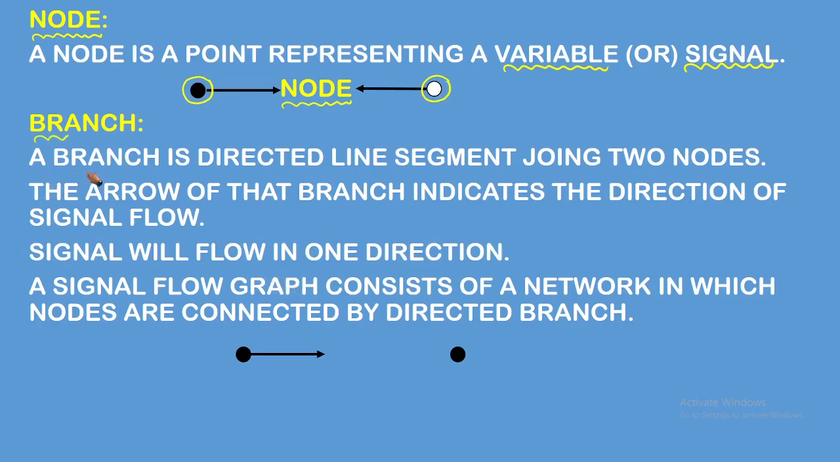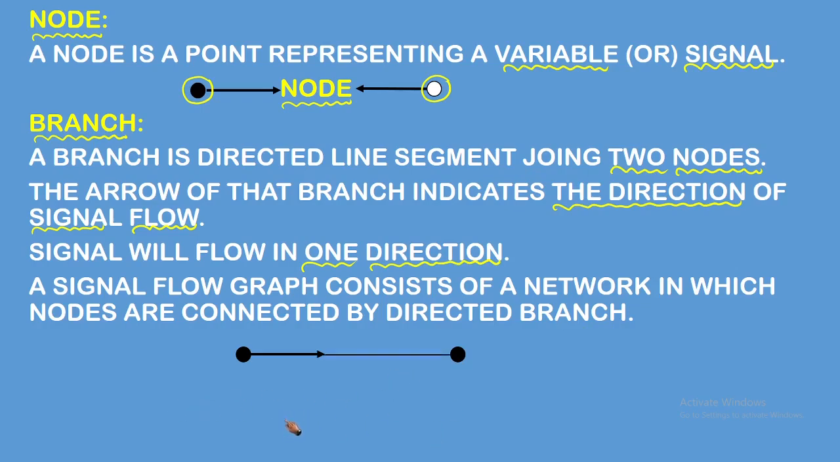And what is the meaning of the branch? A branch is a directed line segment joining two nodes. Whenever you want to join two nodes, you join them with a branch. The arrow of that branch indicates the direction of signal flow, where it is going. The signal will flow only in one direction. A signal flow graph consists of a network in which nodes are connected by directed branches.